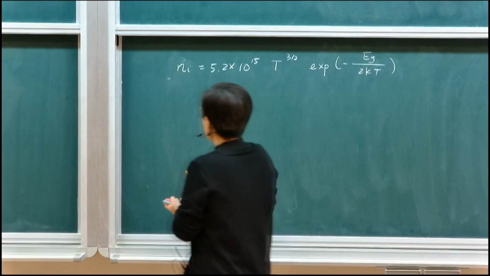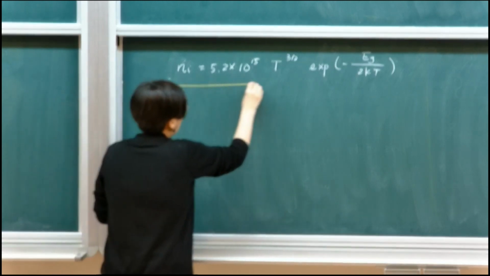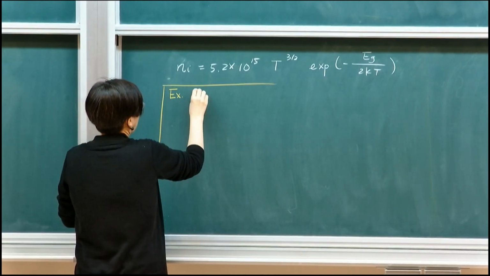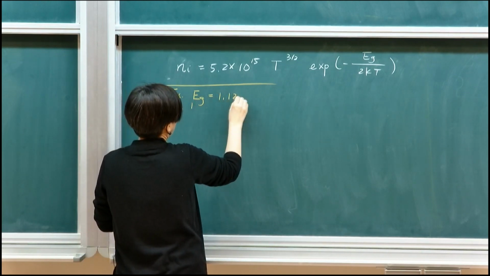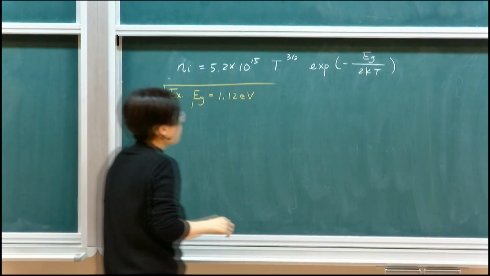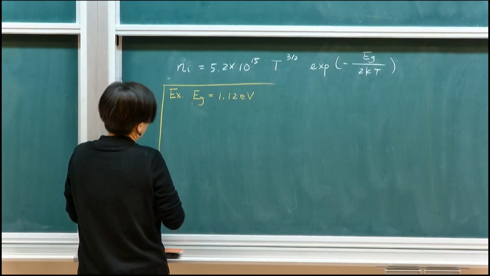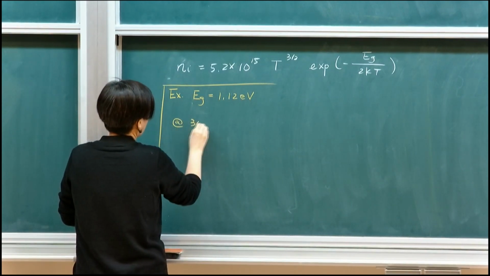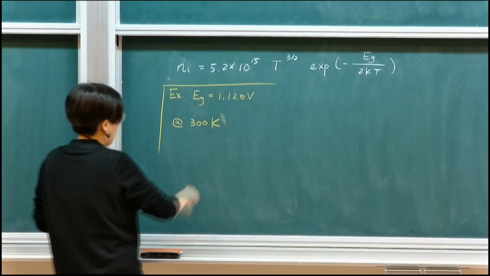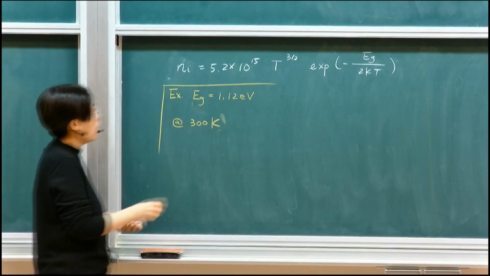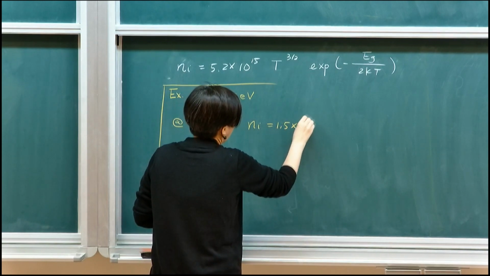So what does this number represent? I'm just going to give you an example. Typically, we use room temperature. For silicon, Eg equals 1.12 eV. We're going to plug that into the equation and look at what happens at different temperatures. At 300 K, that's about room temperature, your Ni is the number to remember because we're going to use it quite a lot.